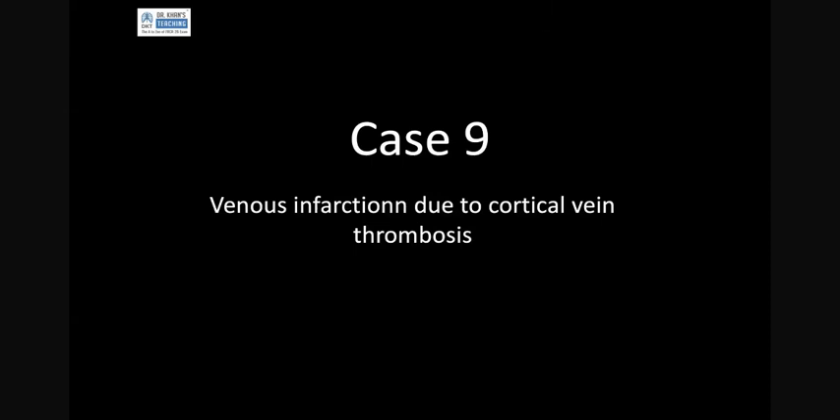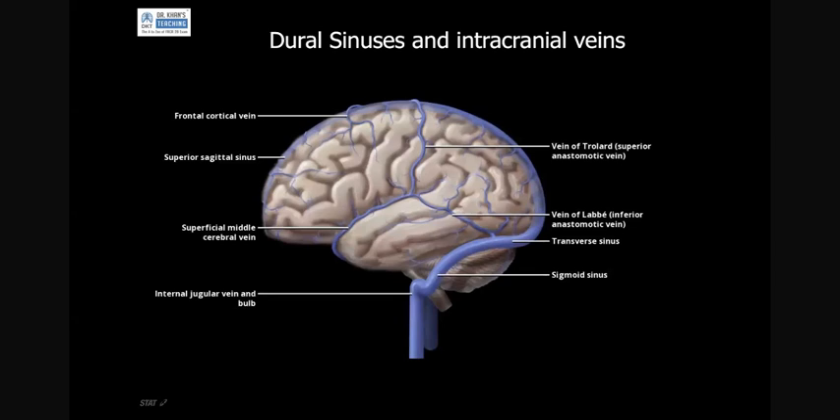Cortical infarction due to venous infarction due to cortical vein thrombosis. Now, please remember the anatomy. Even when I was showing you a dural sinus thrombosis, I showed you some cortical veins which drain into the dural sinus. So it all depends on anatomy. Now, look at these veins.